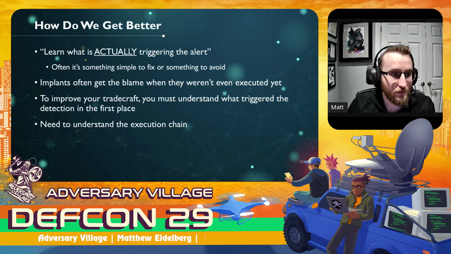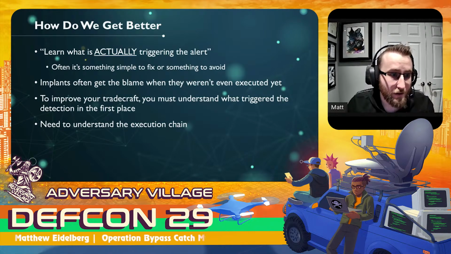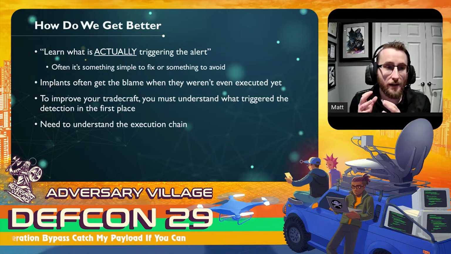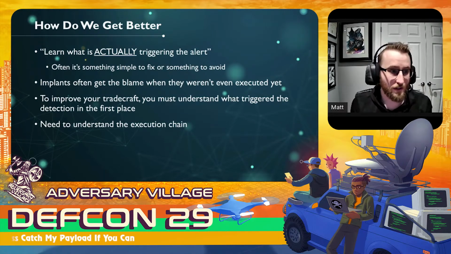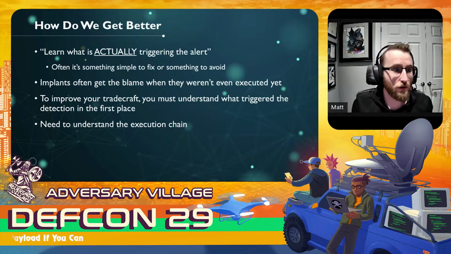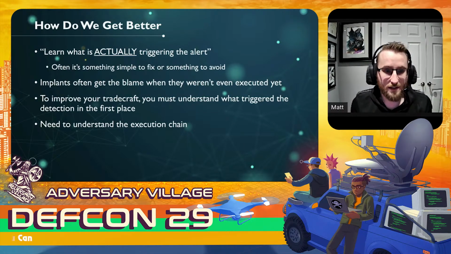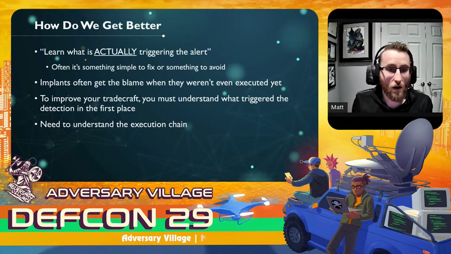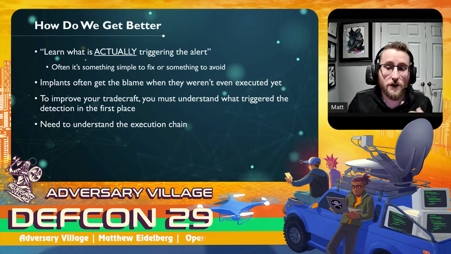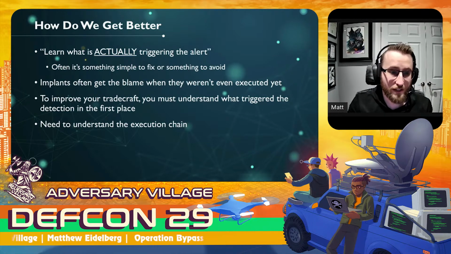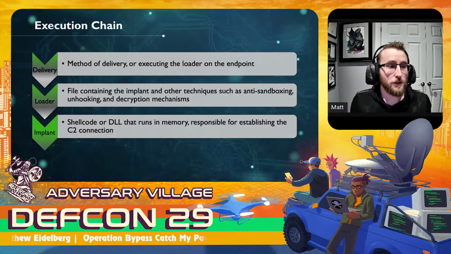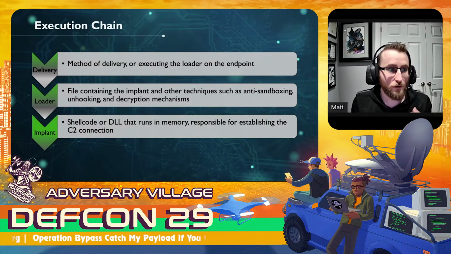And so this really comes down to the cat and mouse game: how do we get better? At the end of the day, it comes down to how we are getting that alert. How are teams seeing us? It's sometimes not always the shellcode or the implant's fault. There are a lot of different phases leading up to the shellcode running that can often be the catalyst for the trigger. We really need to understand this chain of events in order to identify where we need to improve our tradecraft.